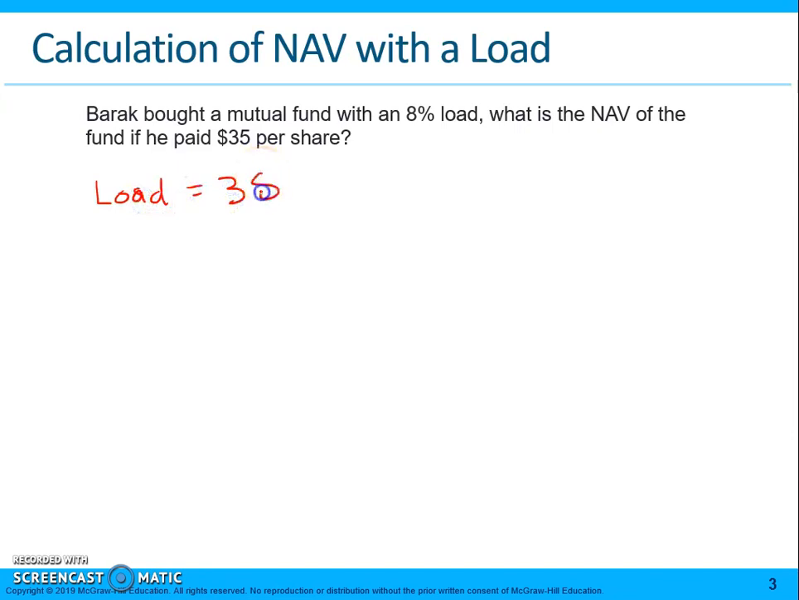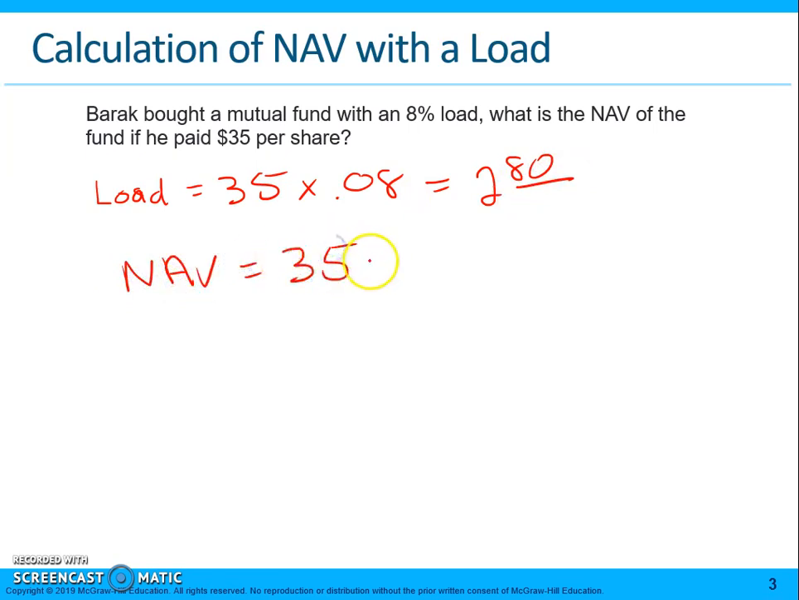is just 35 times 0.08, and that is $2.80. So the net asset value is 35 minus $2.80, or $32.30. If you've watched the lecture, one of the comments was the effective load is greater than the stated.